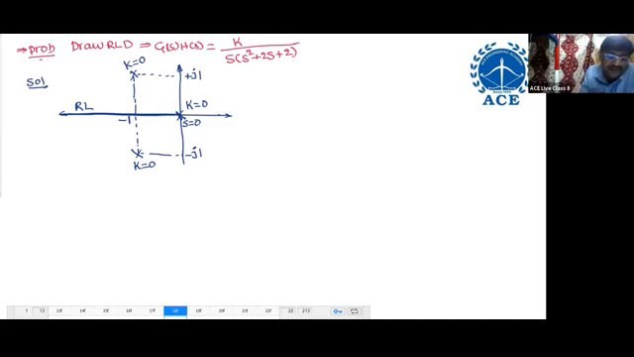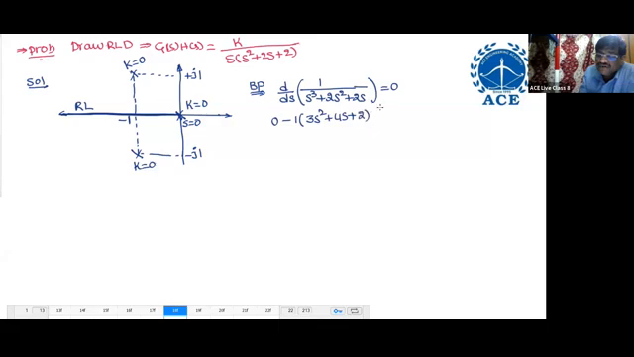Next, find the breakpoint. d by ds of 1 by s cube plus 2s square plus 2s equals 0. Use u dash v minus u v dash, which gives 3s square plus 4s plus 2. Find the roots of the equation. I think you will get minus 0.6 plus or minus j0.4.